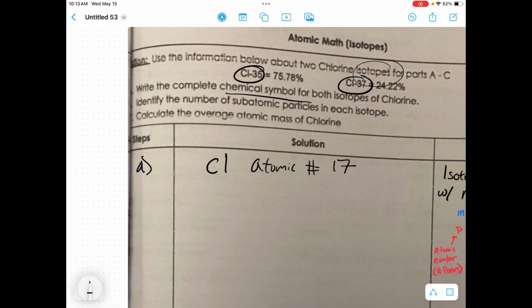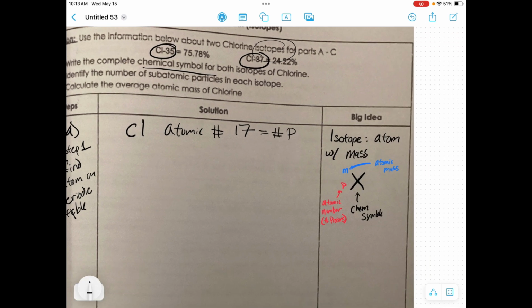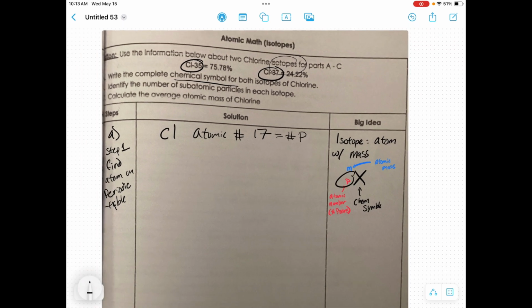So your first step is find the atom on the periodic table. That atomic number is going to tell us our number of protons, which is going to give us that bottom part of our symbol.